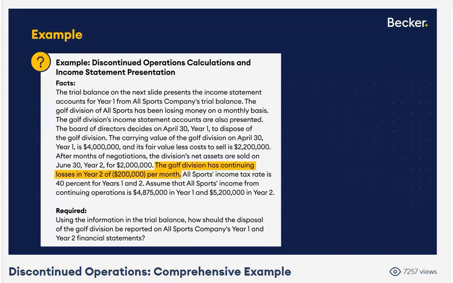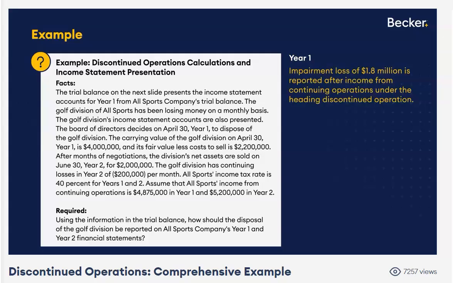Okay, now they tell me the golf division has been losing $200,000 a month. Now, it doesn't say it clearly, but that was true for both year 1 and year 2, they're losing $200,000 a month. So going back to year 1, we know we have that impairment loss. We want to report that division conservatively, lower of carrying value or net realizable value. We write it down from $4 million to $2.2 million. We'll have the impairment loss before tax of $1.8 million.